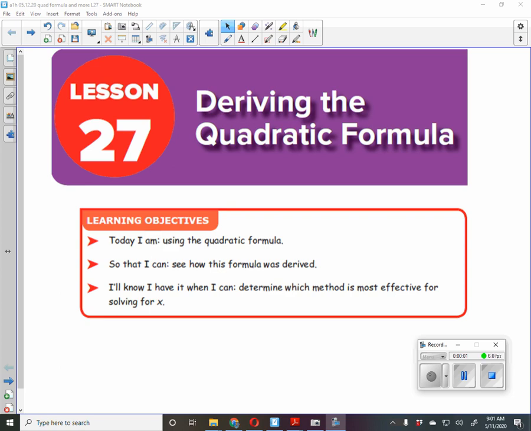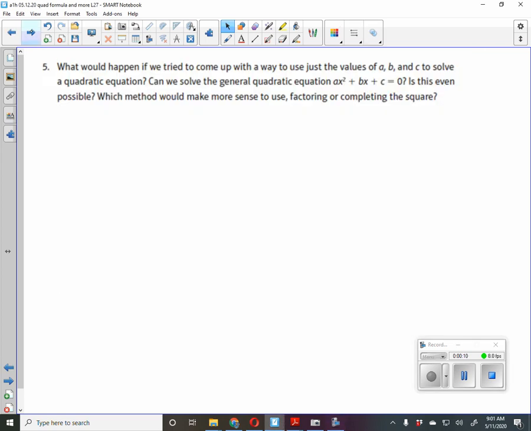All right, more quadratic formula fun. Today, deriving the quadratic formula, and we're going to skip a bunch of stuff, keep this short. What would happen if we tried to come up with a way to use the equation here and completing the square to see what happens?